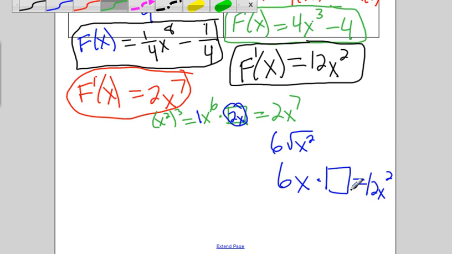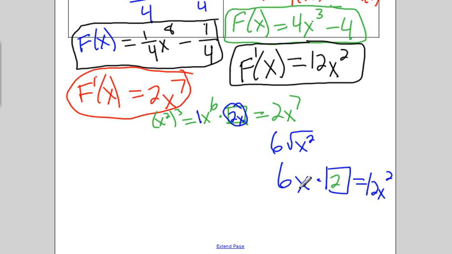Well, 6 times what is 12? Hey, that's 2. x times what is x squared? That's x. Hey, 2x, that was the same. That's what we're trying to figure out: how does that relate to x squared? And that's what we're going to learn on the next page.